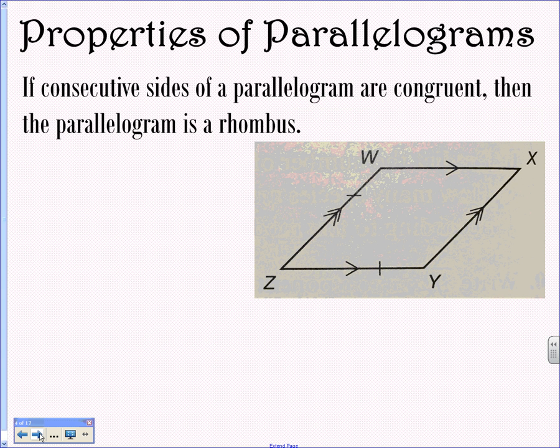Looking at another property of parallelograms. If we have consecutive sides that are congruent, then it has to be a rhombus.